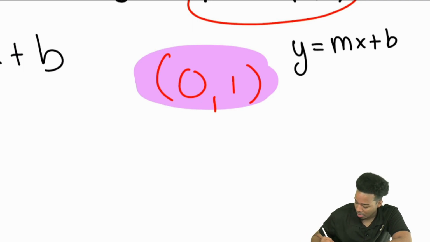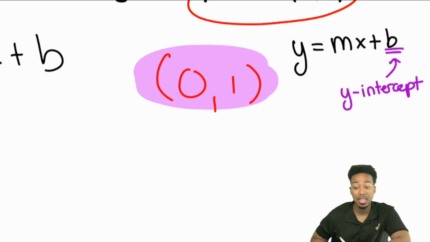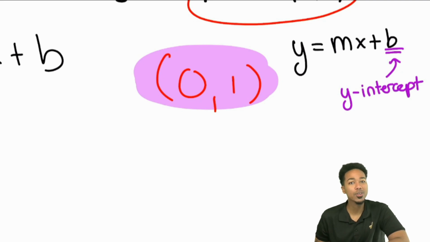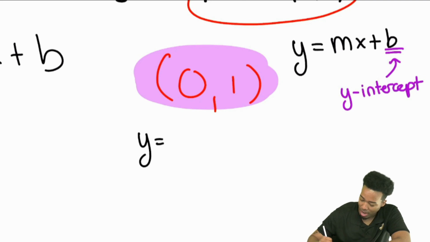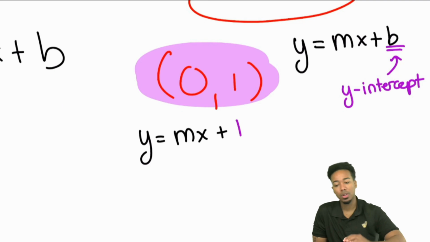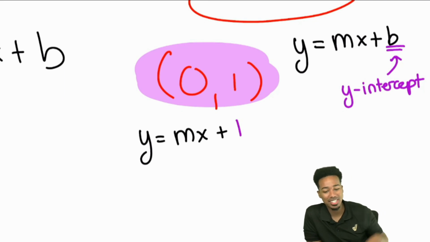This b right here, that's your y-intercept. So whatever you're looking at for this question, you're guaranteed to have y equals mx plus 1. You know that that's going to be a 1. Does that make sense, anybody? Again, where the x is 0, whatever value you have for the y, that's the y-intercept.